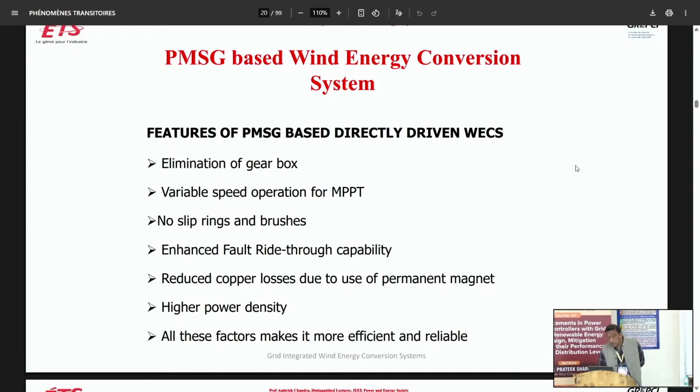Then variable speed operation for MPPT is available. If you have a PMSG machine, you can have variable speed operation and you can extract maximum power. You can do the MPPT algorithm and extract maximum power from the machine. No slip rings and brushes. This is a big advantage. This is permanent magnet machines.